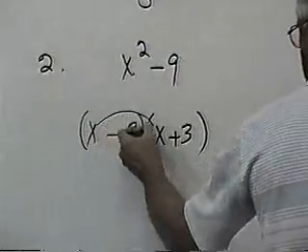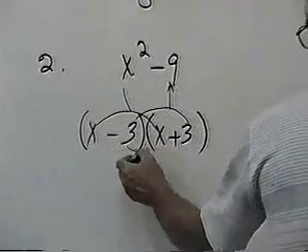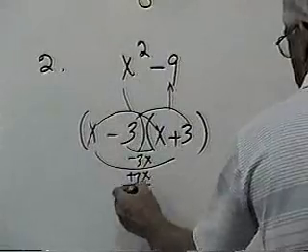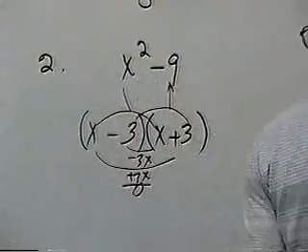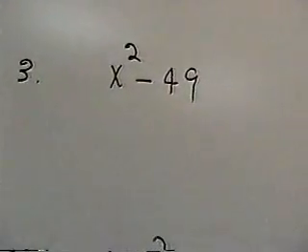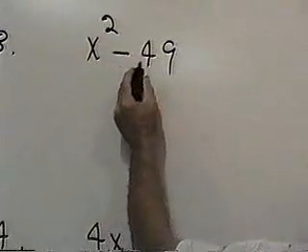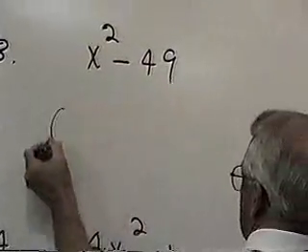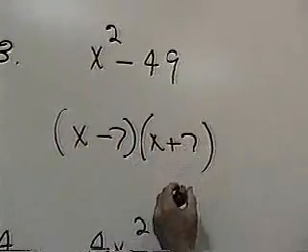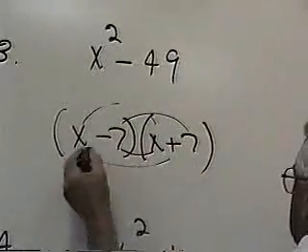Check it. First times the first, yeah. Last times the last, minus 9, yeah. Inside is a minus 3x. Outside is a plus 3x. Adds up to 0. No middle term. Checks out. All right, looking at number 3. Perfect square, yes. Minus, yes. Perfect square, yes. So what we have is x minus 7 and x plus 7. First, last, inside, outside, adds up to 0.